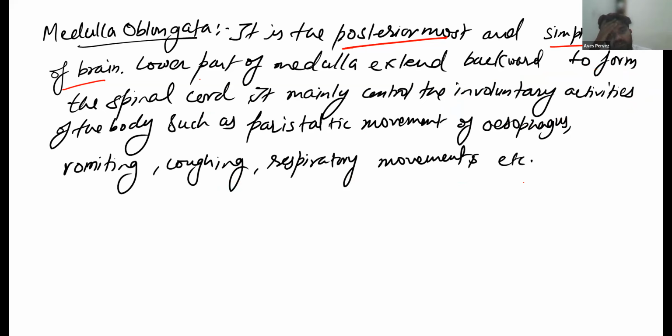If someone asks which part of the brain controls involuntary actions, that is the medulla oblongata. From which part of the brain does the spinal cord arise? The medulla oblongata. Which is the simplest part of the brain? The medulla oblongata. What is the last part of the hind brain? The medulla oblongata. Which part controls vomiting, sneezing, and respiratory movement? The medulla oblongata. So, note it down.